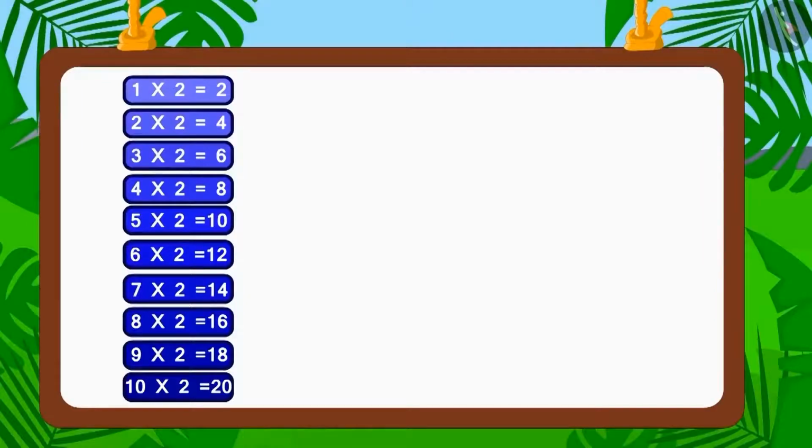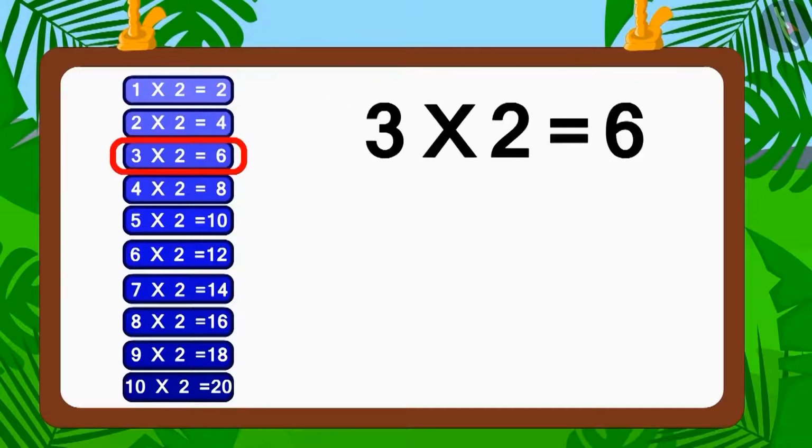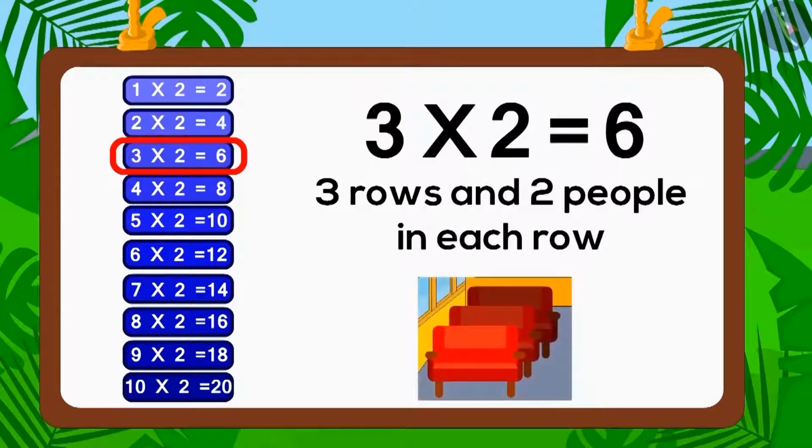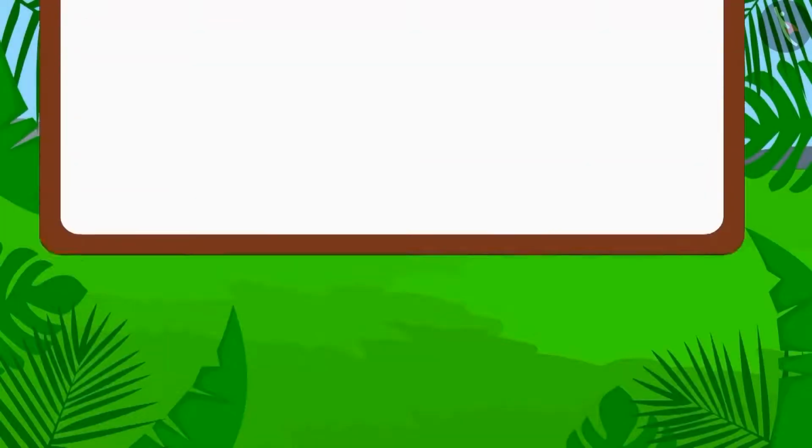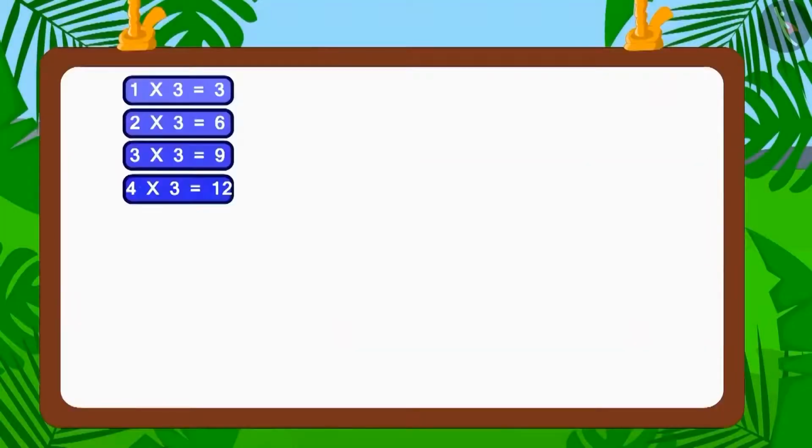Does the number 6 appear in the table of 2? Yes, 3 multiplied by 2 is 6. Therefore, 2 is a factor of 6. So, if 2 people sit in each of 3 rows, how many people would be able to sit? 6. Now, let's look at the table of 3.